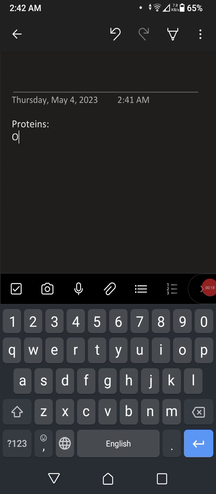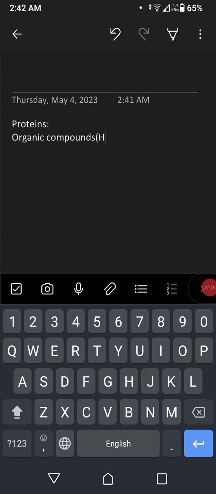So basically, proteins are organic compounds, and we know that organic compounds always contain carbon, hydrogen, and oxygen. Basically, proteins are composed of carbon, hydrogen, and oxygen. We can say that organic compounds are those compounds which consist of carbon and hydrogen together. It is a rich energy source for organisms.